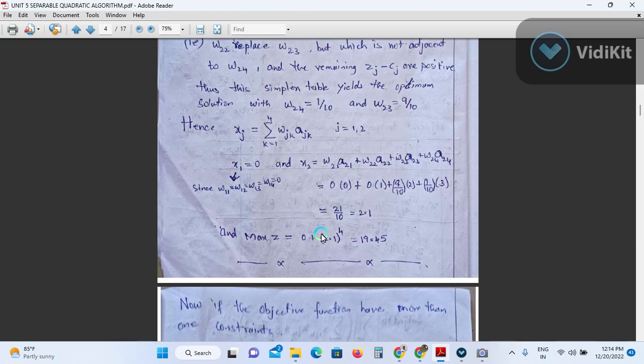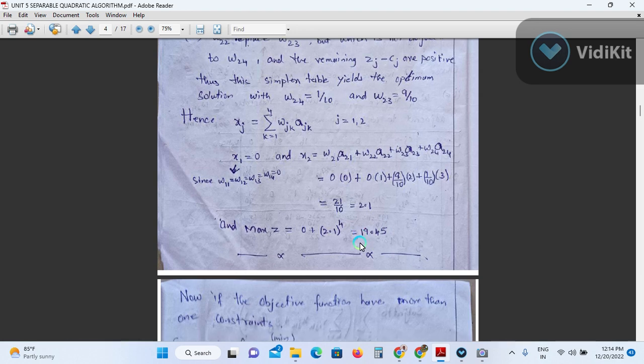Now substitute all these things in the objective function, that is x1 plus x2 power 4, right? In the place of x2 I put 2.1, in the place of x1 it is 0. Simplify it, and you get 19.45, right? This is the maximum value for the given function. So this is one of the nice examples.